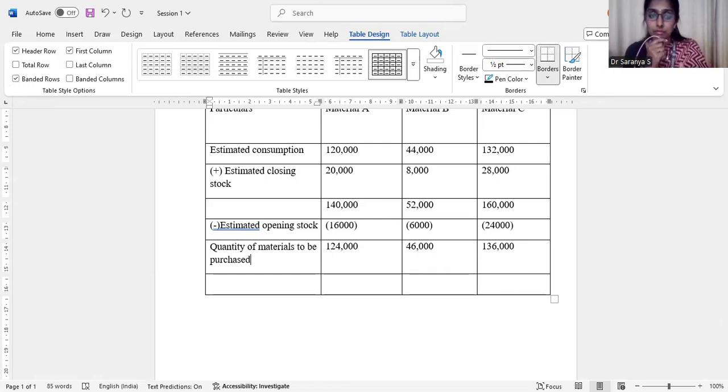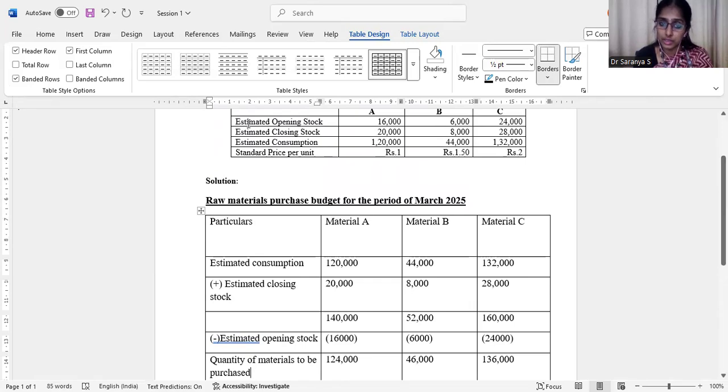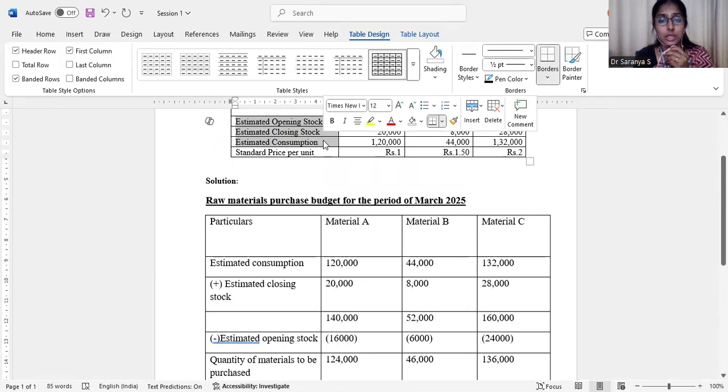When we apply this formula, estimated consumption plus estimated closing stock minus estimated opening stock, the answer we are getting will be called the quantity of materials which is to be purchased. Now when you look at the question, we have 4 points, correct? Estimated opening stock, closing stock, and consumption are already used to find out how much quantity of each material we have to purchase. Now we will see about the standard price.